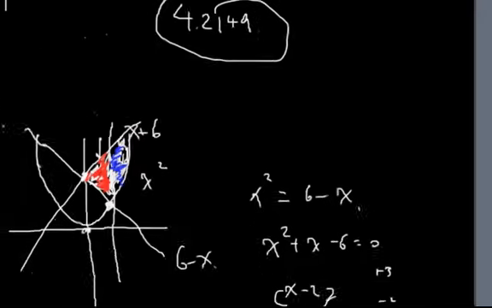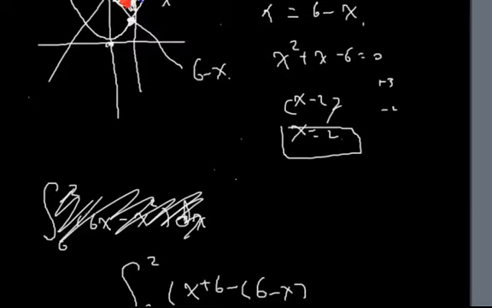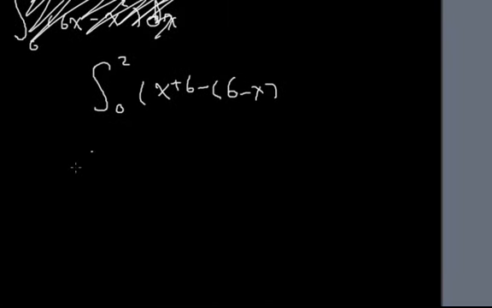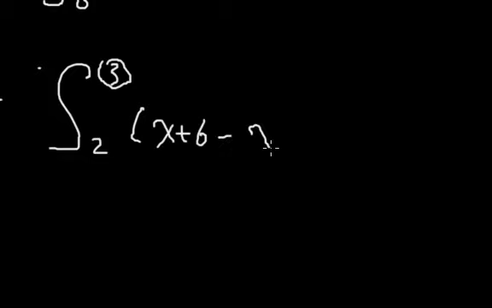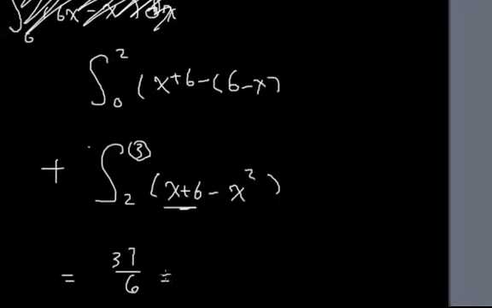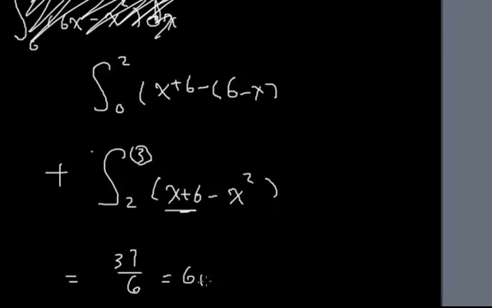So okay, here's how we do it. From 2 to 3. How do we know 3 is the limit? Because when x plus 6 equals x squared, we will find this point. And then we set up the integral x plus 6 minus x squared, because x plus 6 is the upper function. This will give us a value of 37 over 6, so around 6.1667.